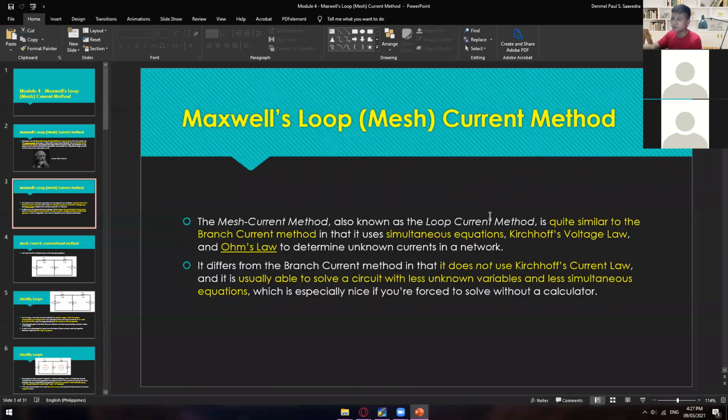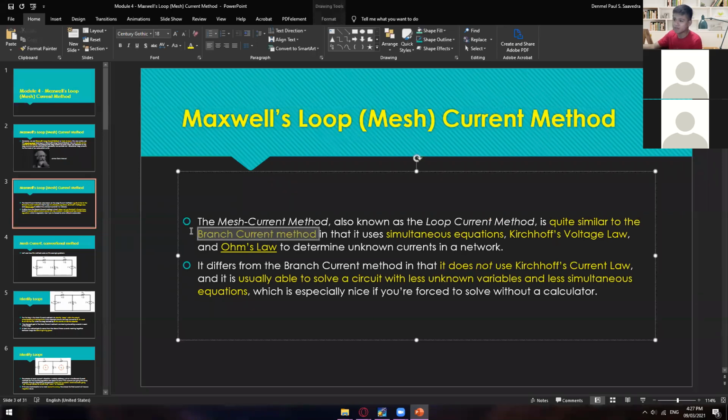In here, this one is actually quite similar to the branch current method. The branch current method is the one being used in Kirchhoff's law, and it uses simultaneous equations. We have already performed this last meeting with one of our examples. The one that we did last meeting is called the branch current method, if we solve for a specific variable with the use of simultaneous equations.